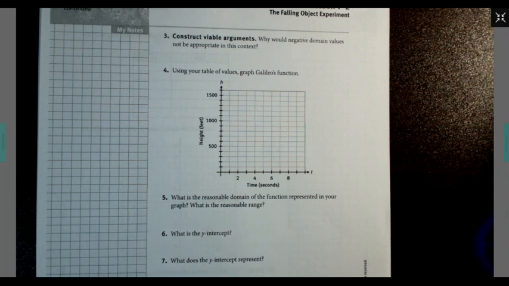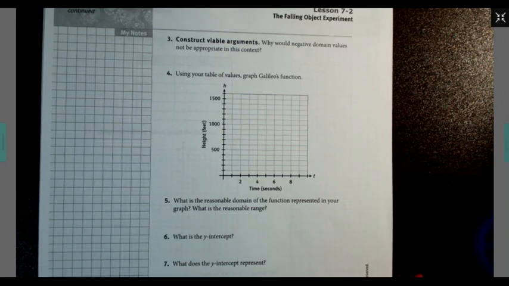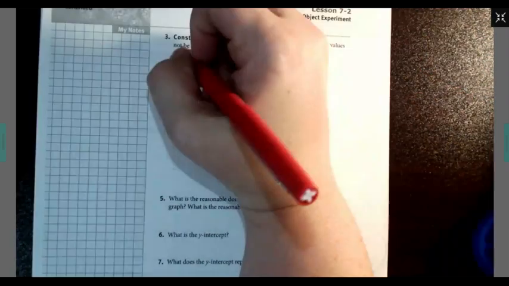Number 3, construct viable arguments. Why would negative domain values not be appropriate in the context of this problem? What does the domain stand for? The domain, my x or my t in this case, is number of seconds. Number of seconds since what? Since we dropped the ball, right? Would it make sense to look at negative seconds? No.